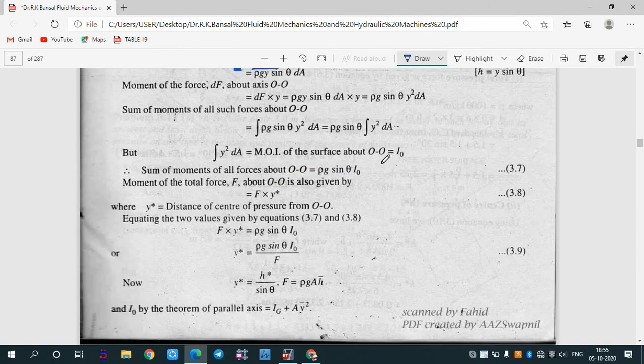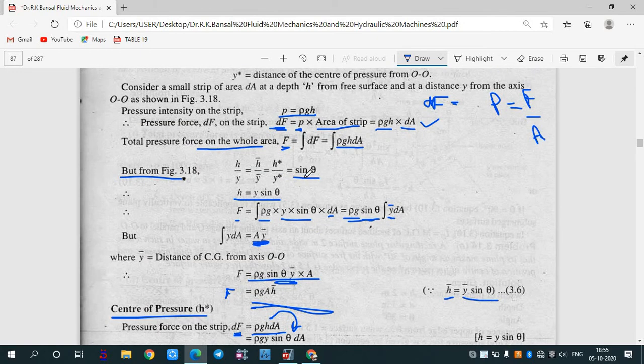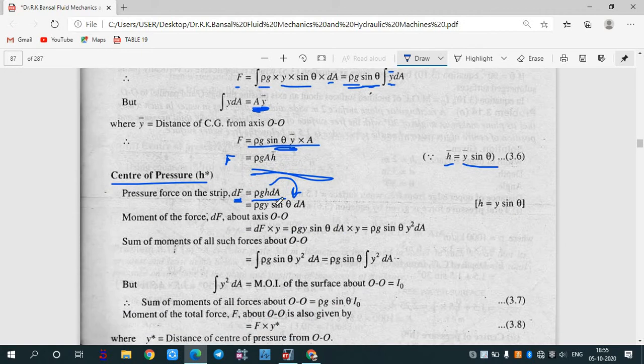So this we have already discussed. After that, h value we can replace with what? H value can be replaced with y sine theta. From where is this coming? This is coming from this side. H was replaced by y sine theta. So this is the value for your dF. After this, we will take the moment along the O axis. So dF will be multiplied by y. Now rho g into y sine theta dA is the value for dF, and this is the value for your y. After that, y gets multiplied with y, so it gets converted into rho g into sine theta into y square into dA.